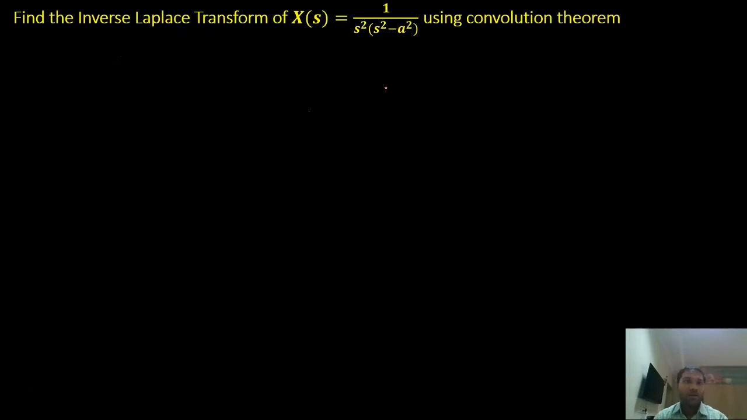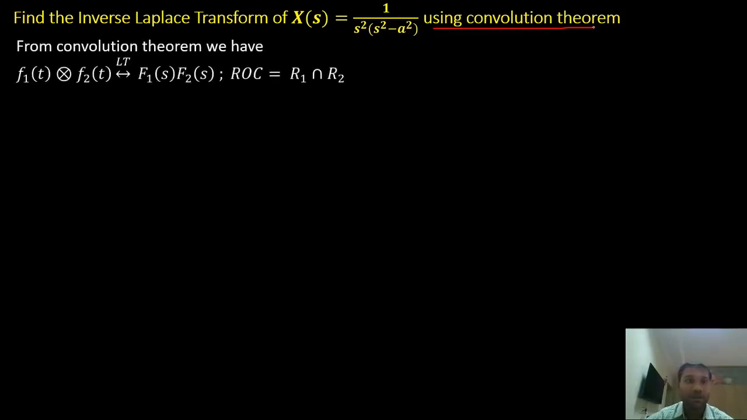Now, find the inverse Laplace transform using convolution theorem. So what does convolution theorem say? Convolution in time domain is multiplication in frequency domain. That is what it states. Now, X of s is given as 1 by s square into s square minus a square. So now I am writing it as 1 by s square multiplied with 1 by s square minus a square.